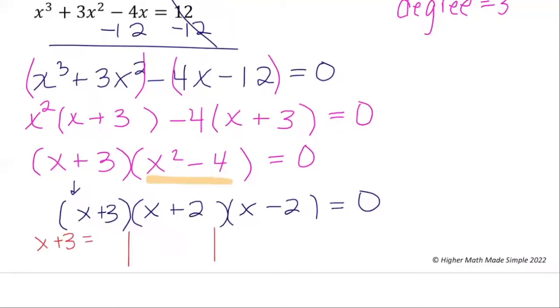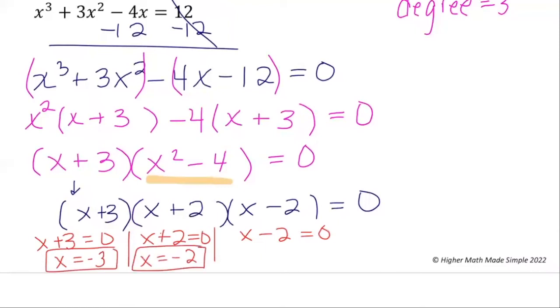A lot of people like to think it's just going to be opposite signs as the solutions, and they are right. So here you should get x equals -3. Here is x equals -2, and x equals +2. Now there is no variable on the outside, so x equals 0 will not be a solution. So these are our three solutions.